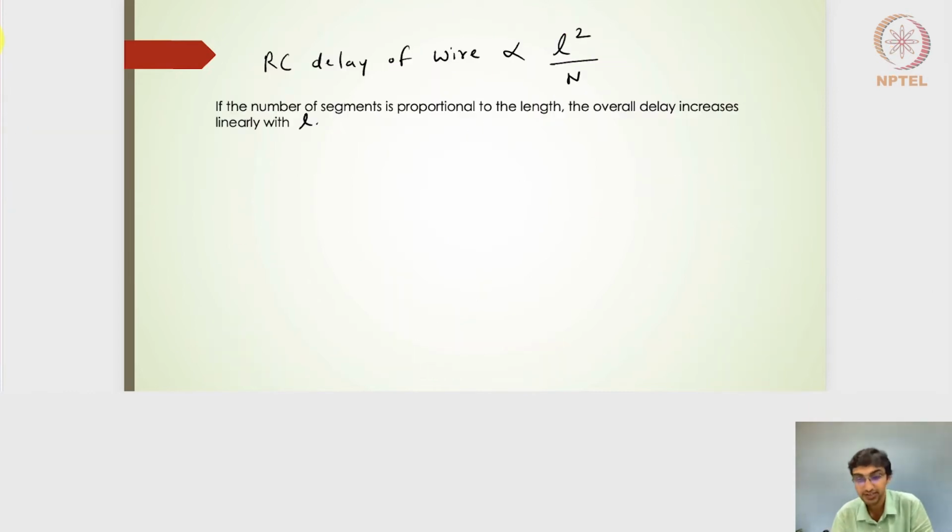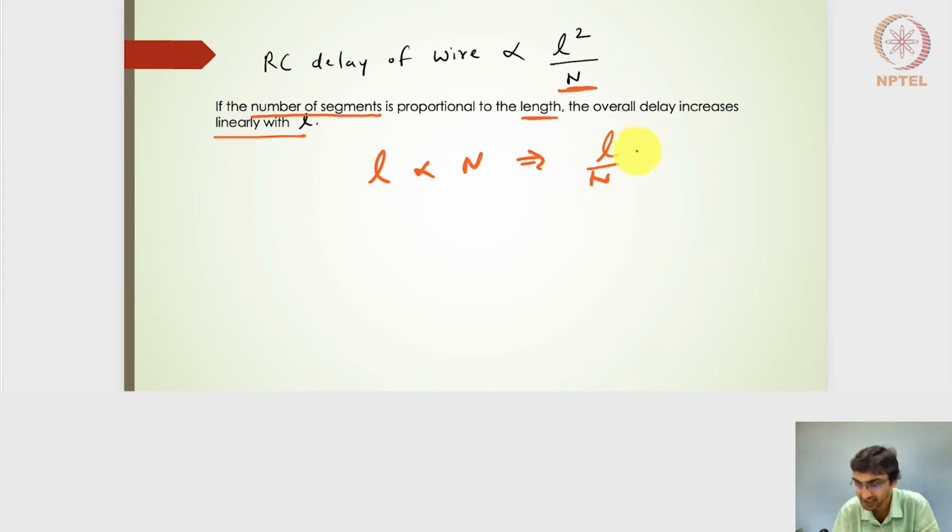Right, so coming to this particular slide, RC delay, as we have seen, is directly proportional to L square by N. But if somehow the number of segments is made proportional to the length of the wire, the overall delay increases linearly with L, which is a good factor compared to when we had L square by N, or without even making the segments, when it was directly proportional to L square. So in that sense, if I somehow make L directly proportional to N, that means L by N is some kind of a constant, right?